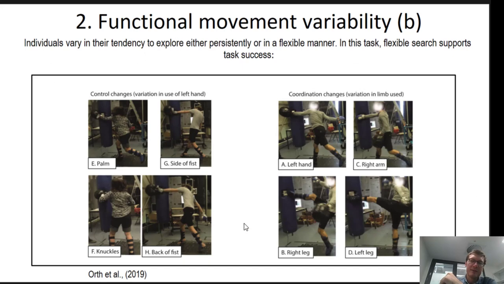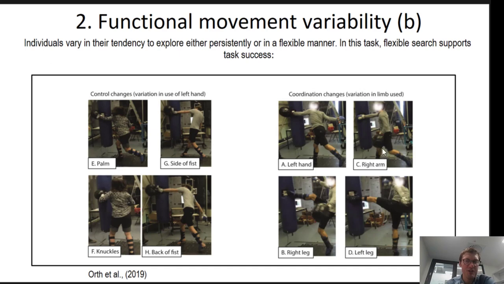So, individuals differ in their tendency to explore. And this reflects a kind of individual constraint. And I want to give an example of what this looks like in an experiment I did a few years back, looking at creativity in boxing. One of the things that I did is I looked at, okay, we've got the possibility to vary the way in which we hit a bag with the same hand, but we can also vary in terms of what part of the body we use.